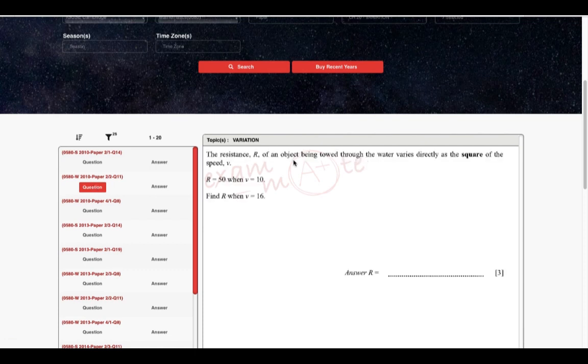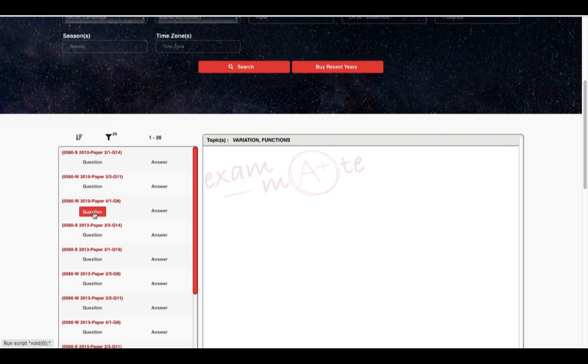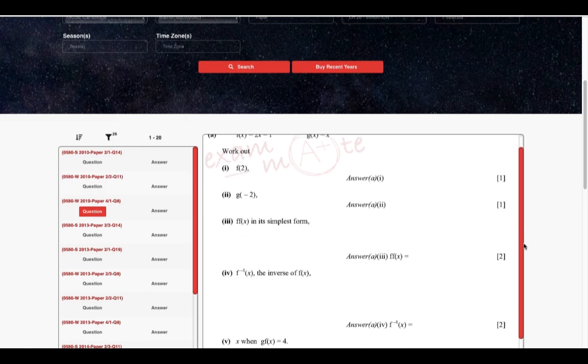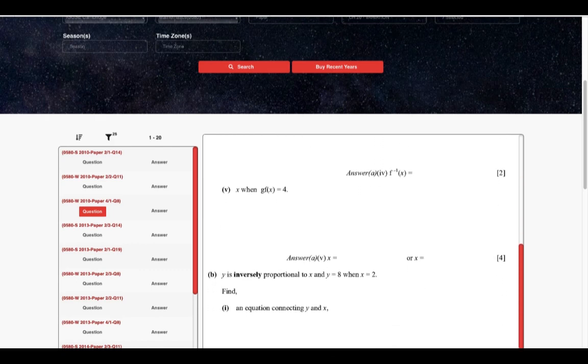See this one? It said the resistance R of an object towed through the water varies directly as the square of. Let's go for the inverse one, right? Okay, these are functions. Is this with us?